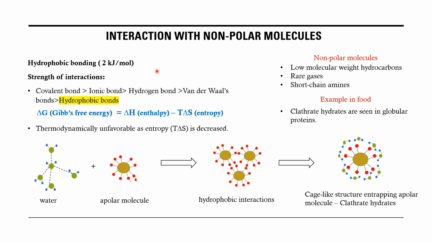Food not just contains ions and non-ionic molecules, but you also have hydrophobic materials such as non-polar groups of proteins, amino acids, fatty acids that are capable of interacting with water. This reaction is unfavorable thermodynamically. Why is it unfavorable thermodynamically?